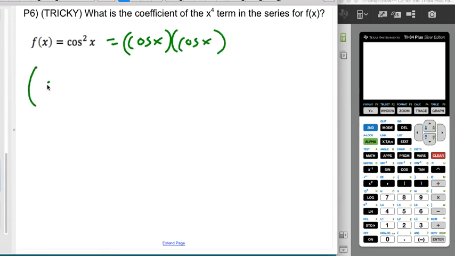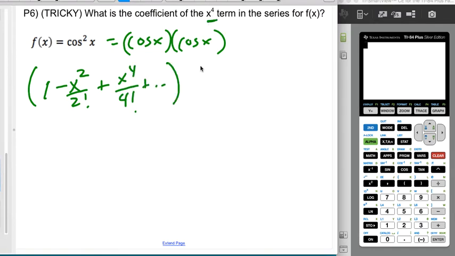So you want to know that this is a 1 minus an x squared over 2 factorial plus, and then you really don't care that much because, well, I lied, you do. You care about the x to the fourth, plus an x to the fourth over 4 factorial. After x to the fourth, you don't care, because you need to multiply two of these to get x to the fourth. So this is a 1 minus an x squared over 2 factorial plus an x to the fourth over 4 factorial plus and so on.